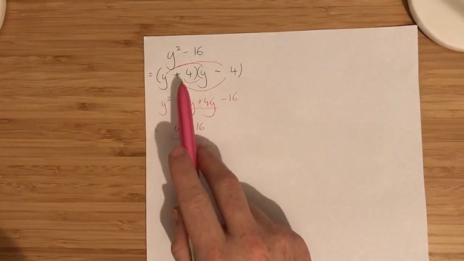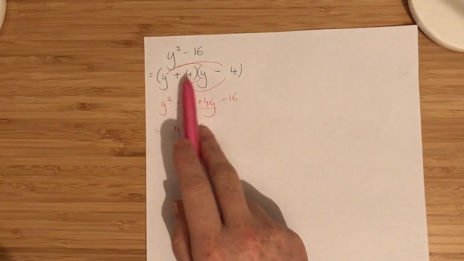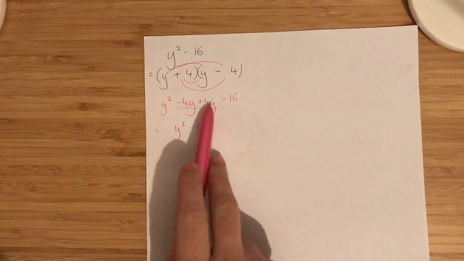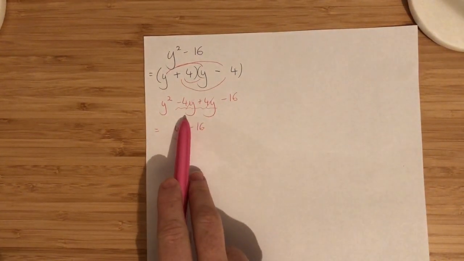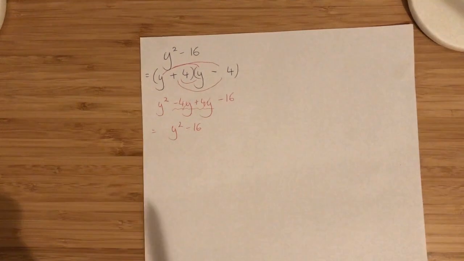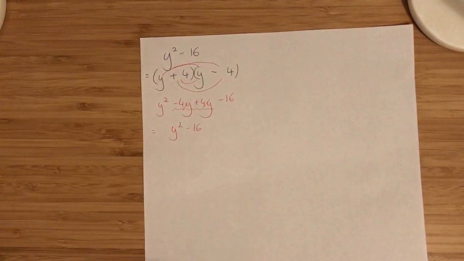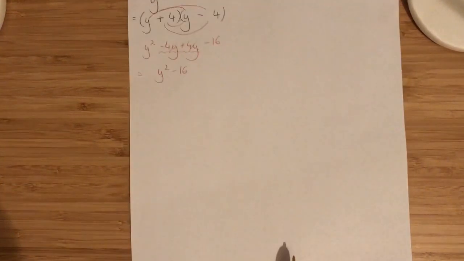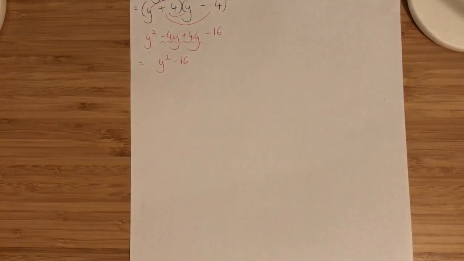So that's why when we're factorising a difference of two squares, we need one to be a plus and one to be a minus, so we get rid of this bit, the plus 4y and the minus 4y. You don't need to multiply out the brackets every time, that's just to show why it works. So let's try a different one.